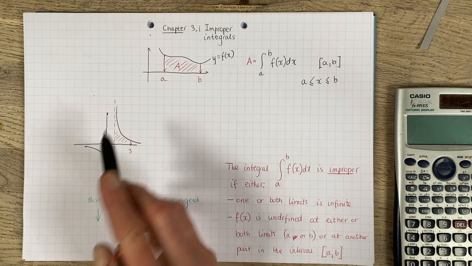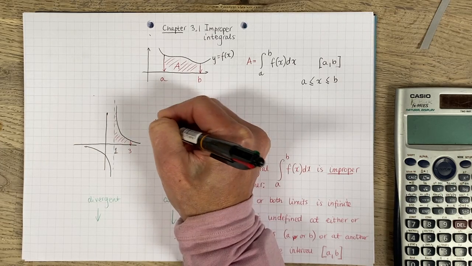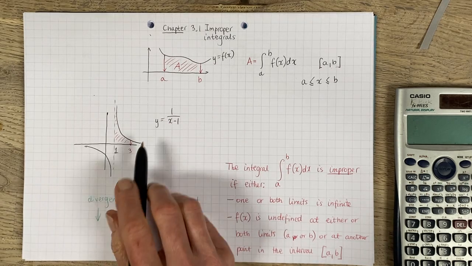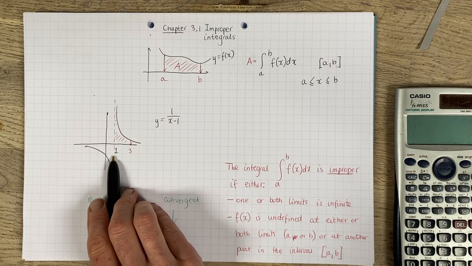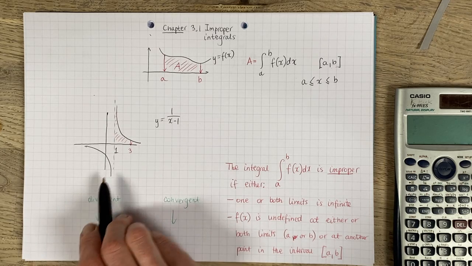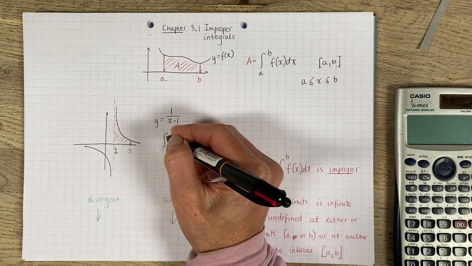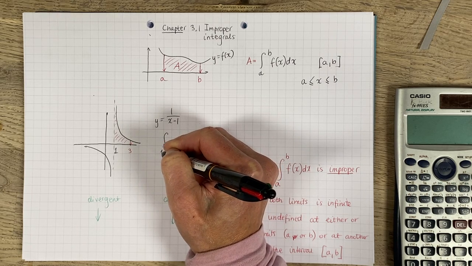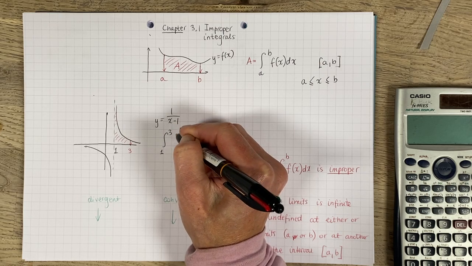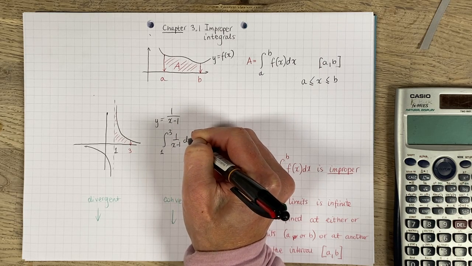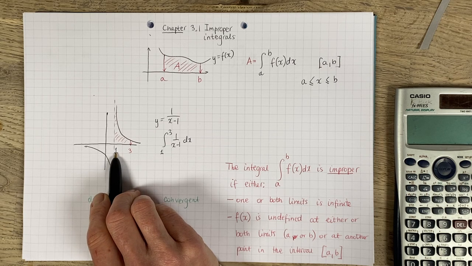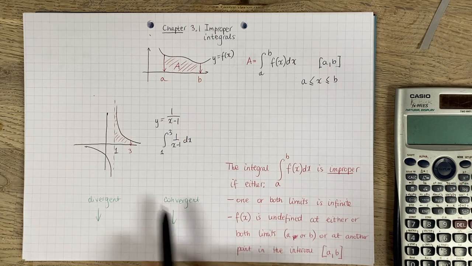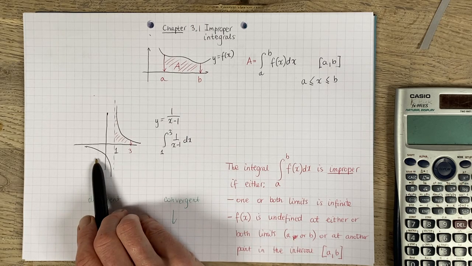So I don't know if this is y equals 1 over x minus 1 function. Clearly for x equals 1 this will not be defined. So if I said work out this area, so the integral between 1 and 3 of 1 over x minus 1 dx, you could see that this one here is undefined. So this actually is going to be undefined over here because it's a limited value.